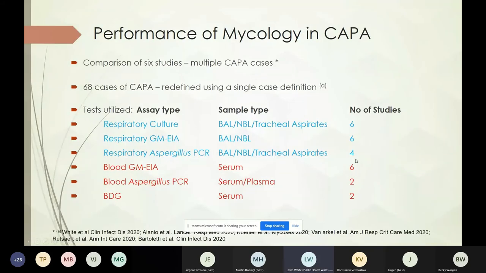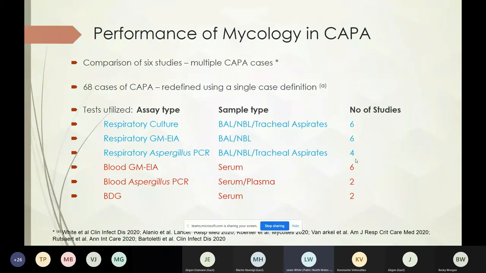So this is an evaluation of mycology in COVID-19 associated pulmonary aspergillosis, or CAPA. It's some work that I've done locally from some of the studies that were published early into the pandemic itself, and looked at six studies that had multiple CAPA cases. And I redefined those using a single case definition, something that we proposed in our publication in Clinical Infectious Diseases last year. And so subsequently, we had 68 cases of CAPA.